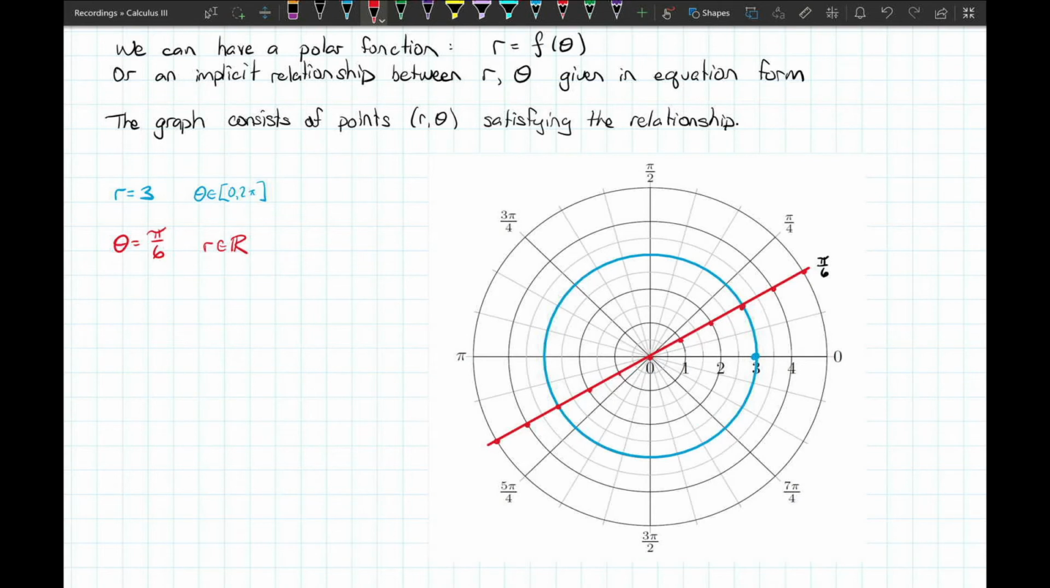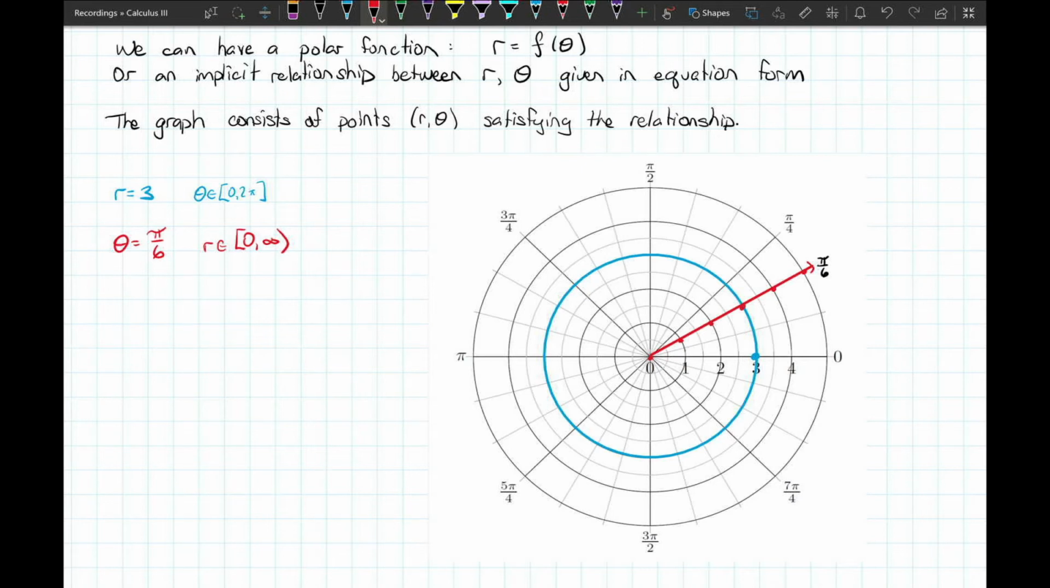Now, a small little modification here, if we were to say that r was only greater than or equal to 0, well, then we'd have to change the graph slightly. This would eliminate all of those negative values of r, and instead of a line passing through the origin, we would end up with a ray. So be a little bit careful about what kind of values we can actually allow. If we have r equal to a constant or theta equal to a constant, then the domain of the other parameter is quite important.